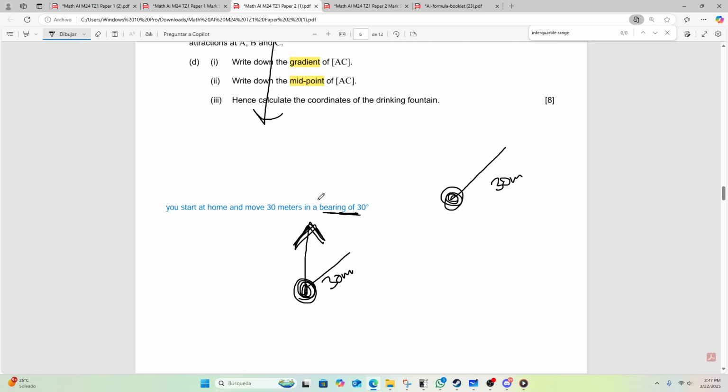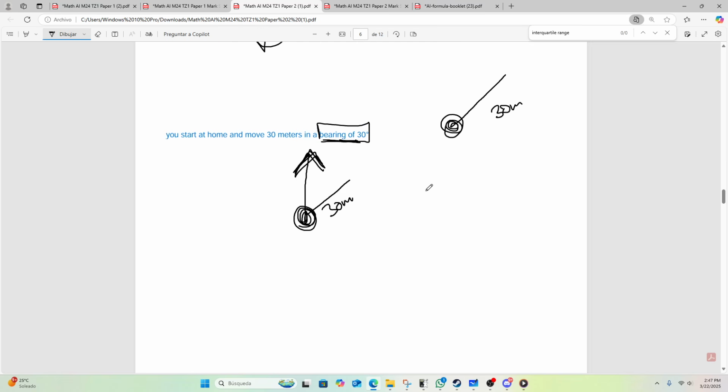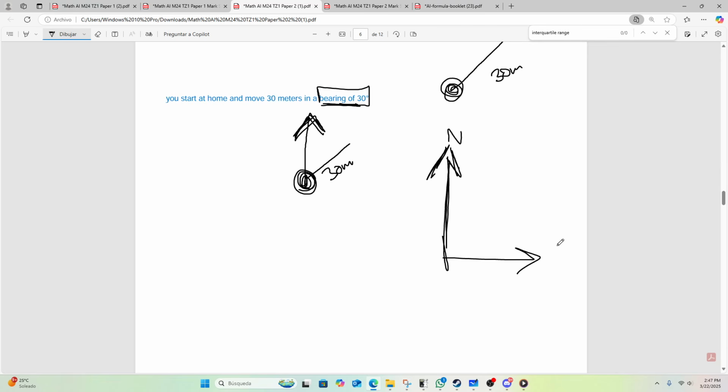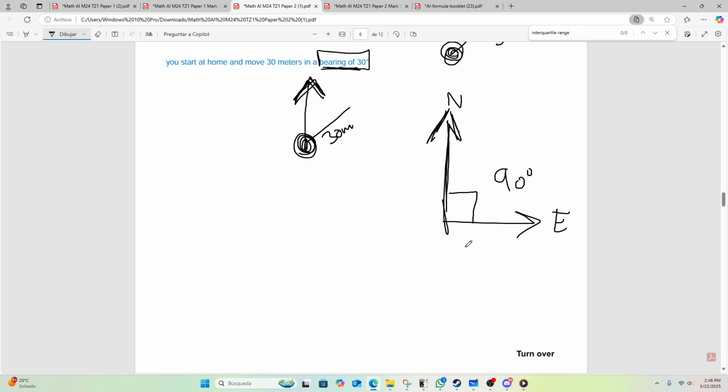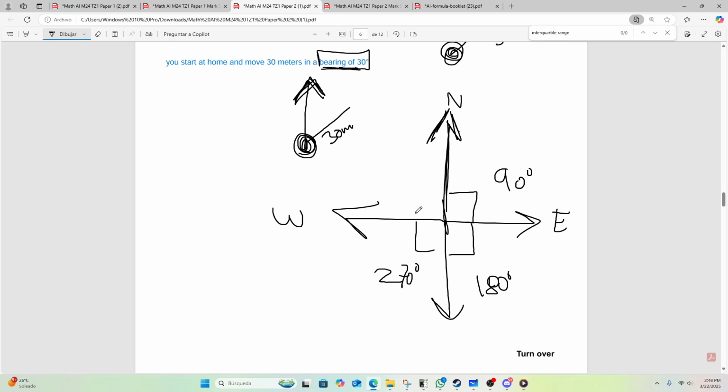Now some of you might be thinking, how do you know this is a bearing of 30? Well, because if this is my north, a little bit like a compass, see? Straight east is 90 degrees. Straight south is another 90, so that's 180. And straight to the west is going to be 270 degrees. And coming back is obviously 360, see?